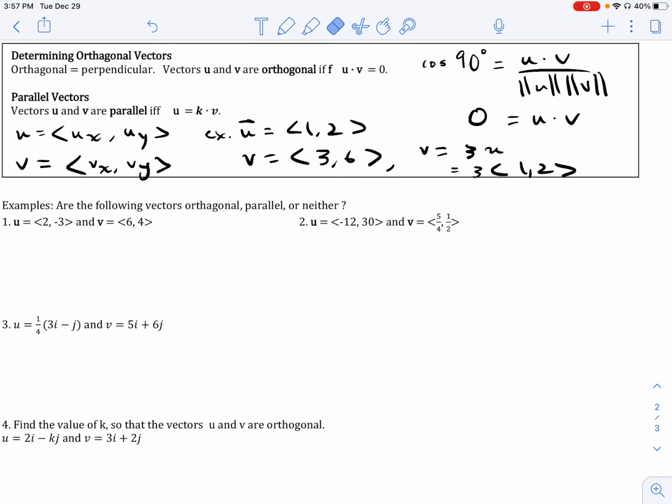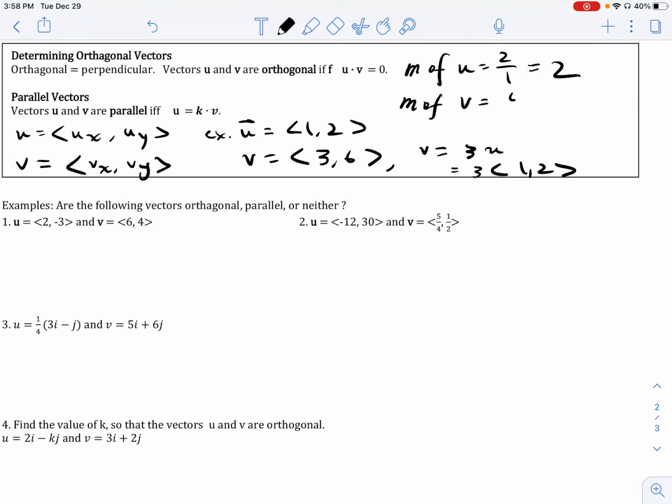What's another way of expressing that, or determining whether or not two vectors are parallel? Well, what do we know about two lines that are parallel? We know that means they have the same slope. So the slope, or m, of u in this case is 2 over 1, which is 2. The slope of vector v is 6 over 3, and that's also equal to 2. Therefore, we say u and v are parallel to one another. So those are two different ways that we can justify two vectors being parallel. We can look at their slopes, or we can show that one vector is simply a scalar multiple of the other.